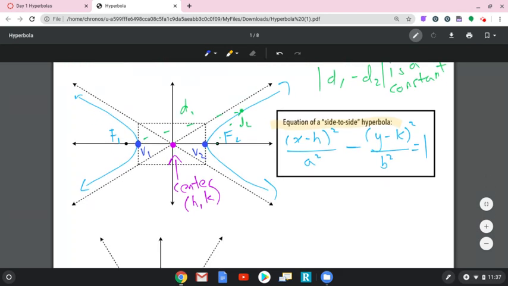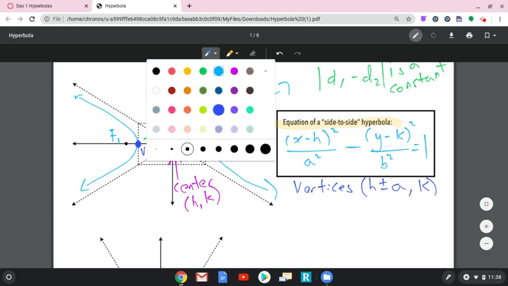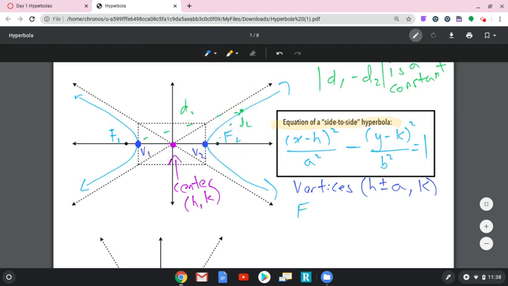Your vertices will be h plus or minus the a value, comma, k. That'll give me two vertices because I'm going to add a and then I'm going to subtract a. Okay, now your foci. I already labeled my foci. The formula for the foci is going to be h plus or minus c, comma, k.